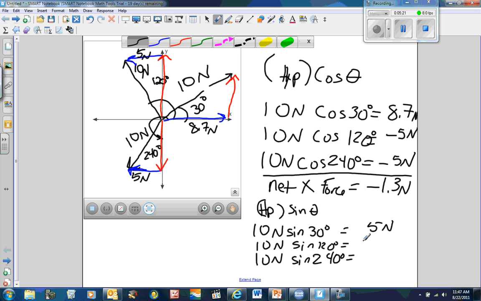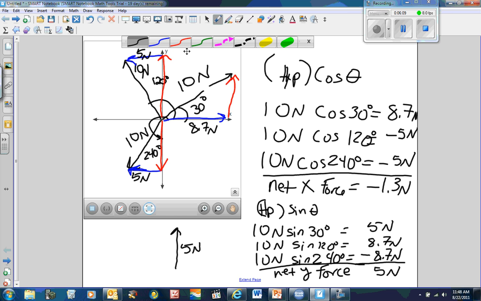10 sine of 120 degrees gives me a positive 8.7 newtons. And then when I multiply this one, I get a negative 8.7 newtons. If I sum them up, I'm going to get a positive 5 newtons. And that is going to be my net y force. Okay? So basically what I have here is 5 newtons pointing up, correct?